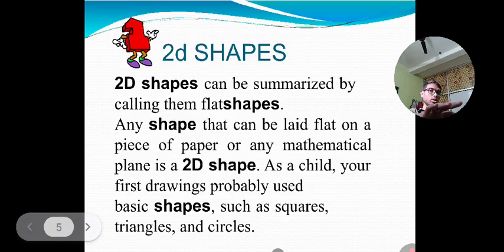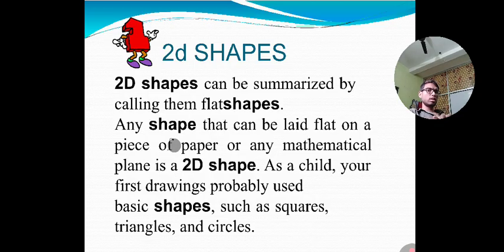Let's start with the 2D shape. A 2D shape can be summarized as a flat shape. They don't have depth; they just look front-facing. They can look like 3D, but they are not actually 3D. It can move horizontally and vertically. That's it.